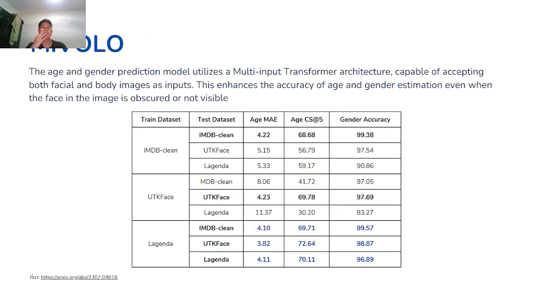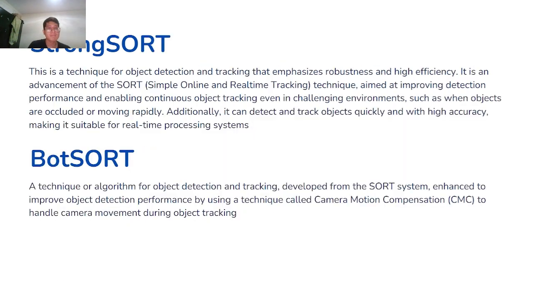The next one is MiVOLO. This is an age and gender prediction model. In this model, they use a multi-input transformer architecture for better performance. And in our project, we use tracking models. The first one is StrongSORT, and the second one is BoT-SORT. We use these two types of SORT for better performance in our system.